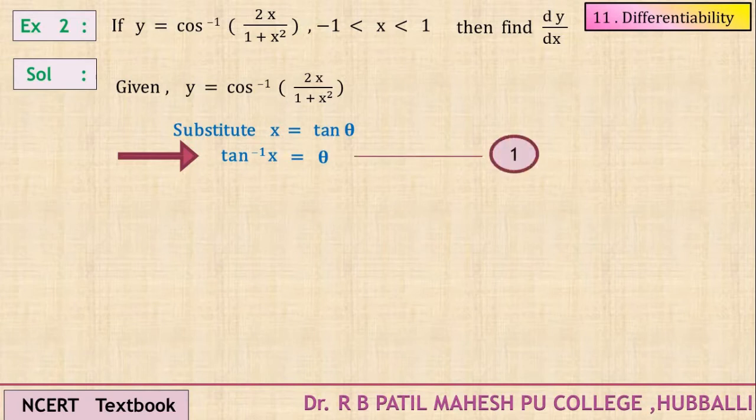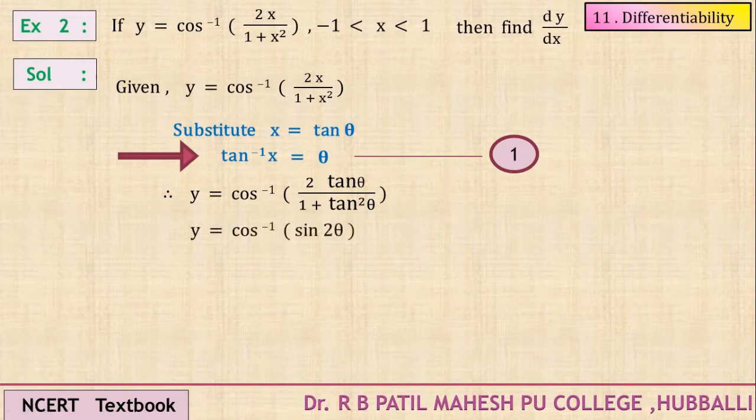So take this as equation 1. Then y becomes cos inverse of 2 tan theta divided by 1 plus tan square theta. This function, 2 tan theta divided by 1 plus tan square theta, is nothing but sine 2 theta. So I change this to sine 2 theta.